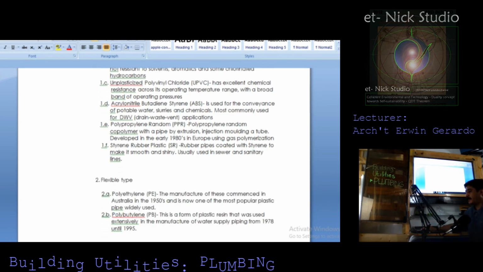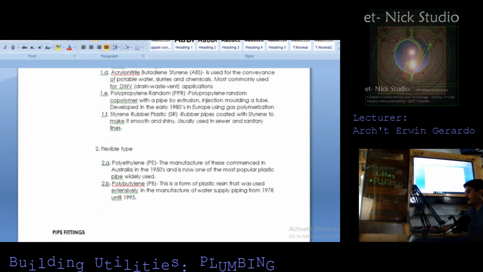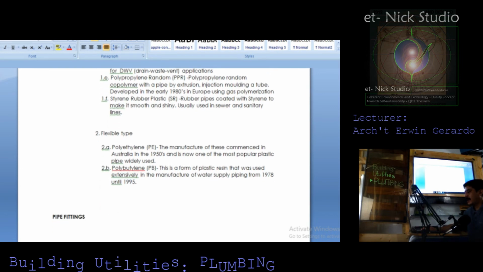The flexible type of pipe, we have the polyethylene. The manufacture of this commenced in Australia in the 1950s and is now one of the most popular plastic pipes widely used. Second is the polybutylene. The abbreviation is PB. This is a form of plastic resin that was used extensively in the manufacture of water supply piping from 1978 until 1995.